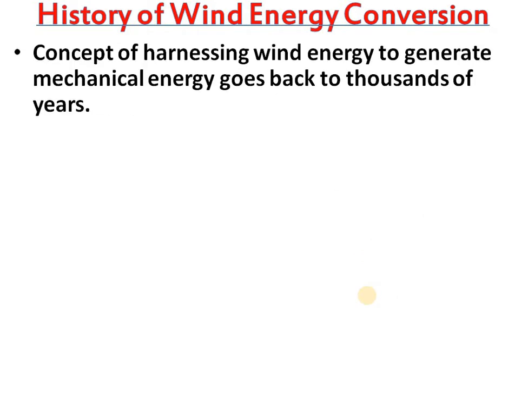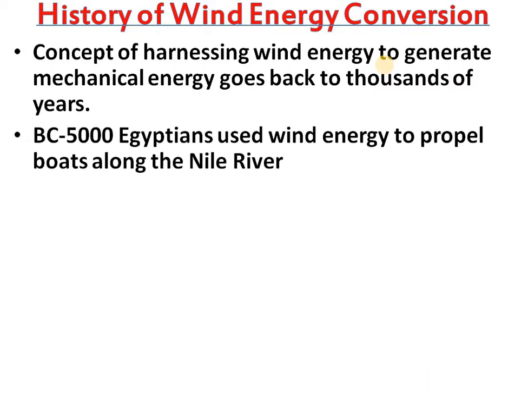So let us have a glimpse of the history of wind energy conversion. First, it goes to thousands and thousands of years back. The concept of harnessing wind energy to generate mechanical energy goes back thousands of years. In BC 5000, the Egyptians used wind energy to propel boats along the Nile River. One of the oldest. Many artifacts of history show that they used wind power to run their boats along the Nile River.